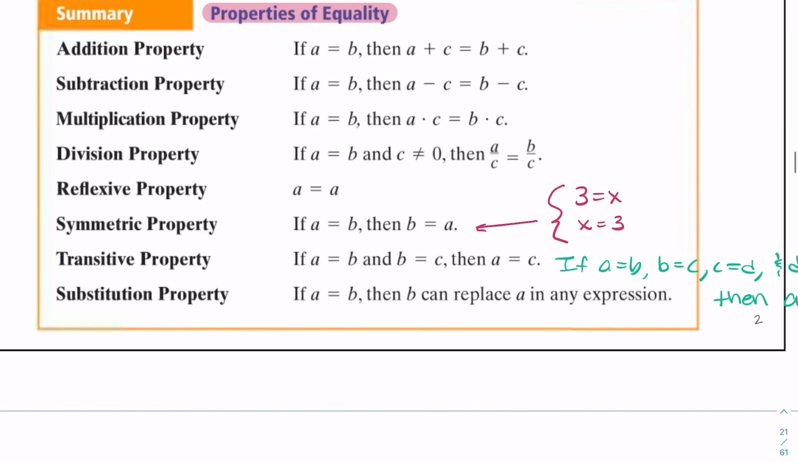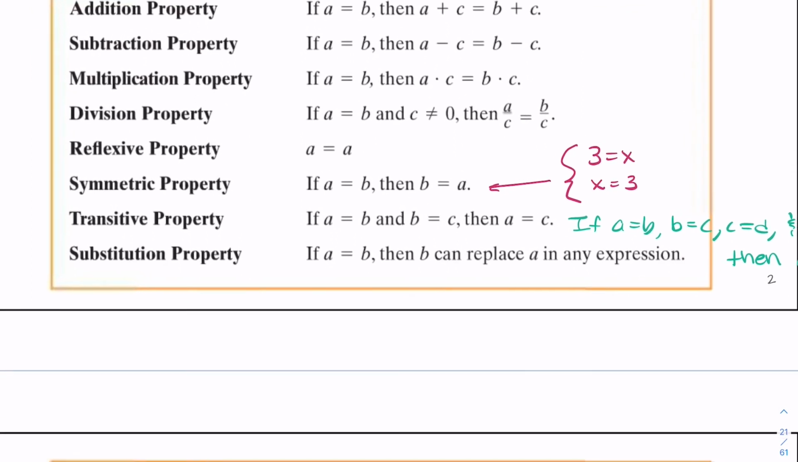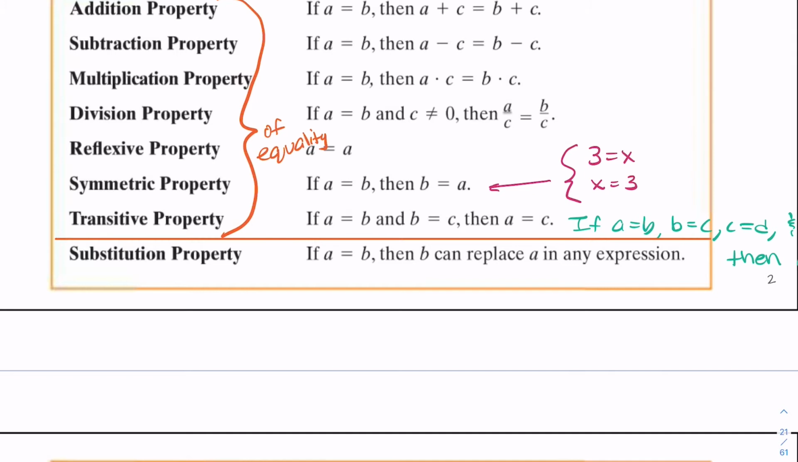And the last one is not a property of equality. So these are all of equality. And what I'm not going to make you do is write the word of equality for the last one. And the reason why, it really should be in its own box. So I'm going to put it in its own box. It is simply the substitution property. And the reason why is because you don't need to substitute on both sides of the equation. B can replace A in any equation that we have, right?